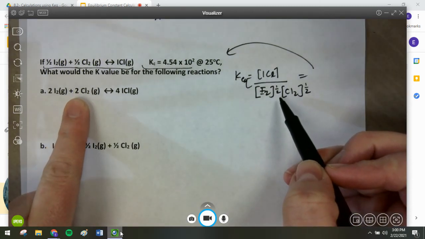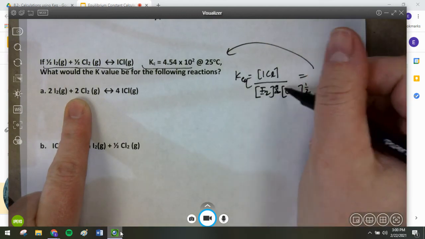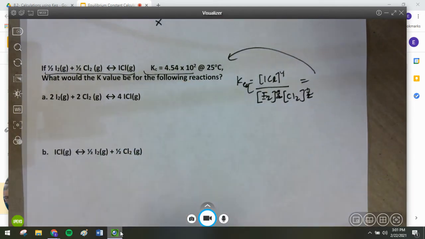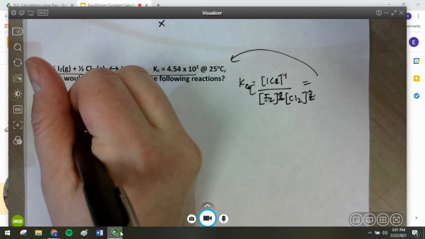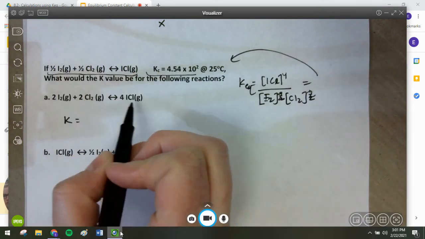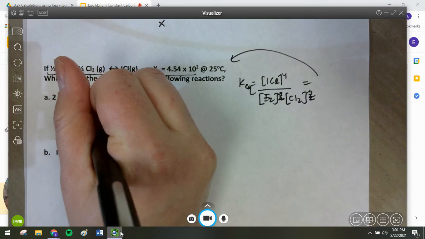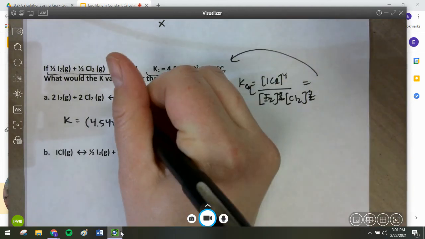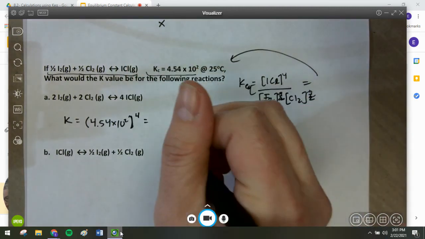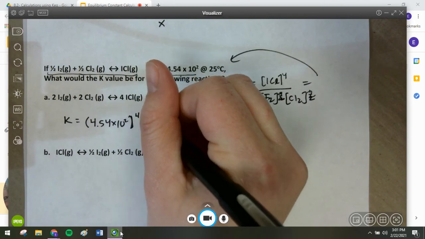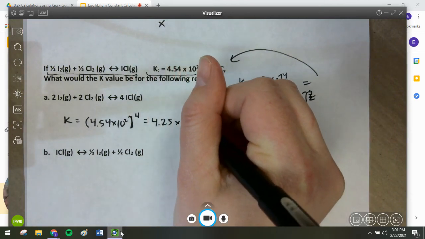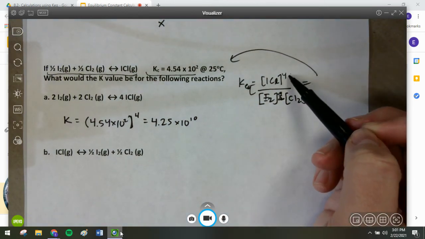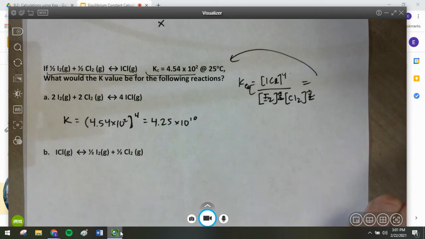But if I change my powers or my coefficients here, that changes the powers in here as well. So if I change this to a squared instead and a 4, what ends up happening is that my K value is getting raised to the 4th power. So if my whole reaction is being multiplied by a coefficient of 4, my K value, 4.54 times 10 to the second, is going to be raised to the 4th power, and that's how we're going to see that change. So in this case, it's going to end up being 4.25 times 10 to the 10th, okay? So it magnifies because our coefficients turn into these superscripts here, and then it ends up being a bigger number.